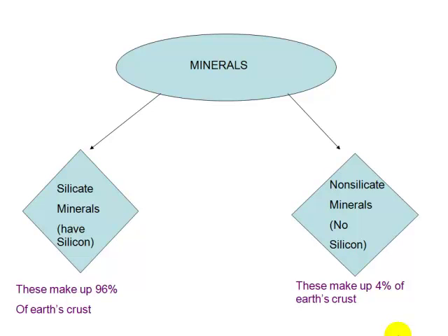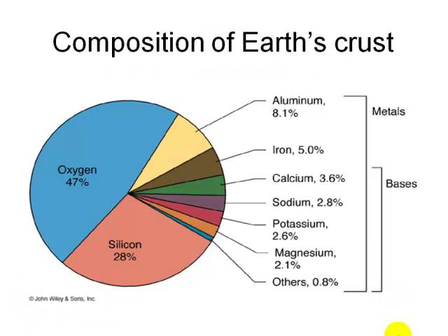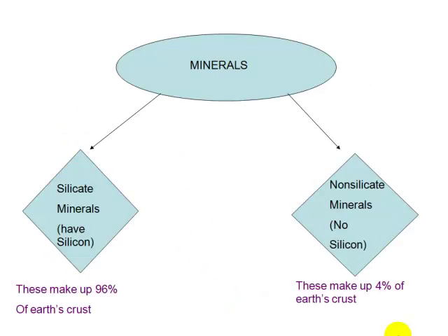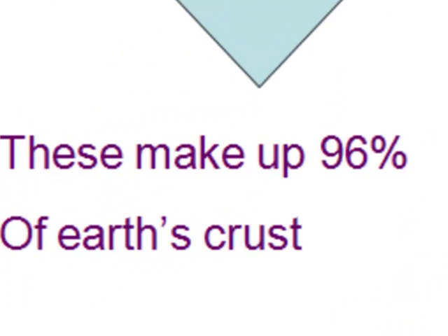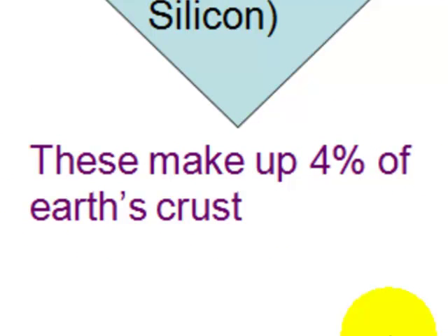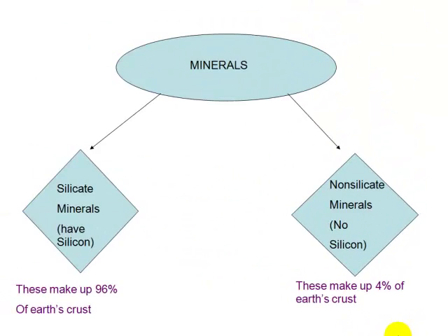Now, going back to this really quick, being that silicon is so prevalent in the crust, it makes sense that most of the minerals are silicates. And in fact, 96% of the Earth's crust is made up of silicate minerals, and only 4% are the non-silicates. And these non-silicates, you're going to learn later, tend to be the ones that are worth a lot of money, the rare earth minerals, because they only make up about 4%.